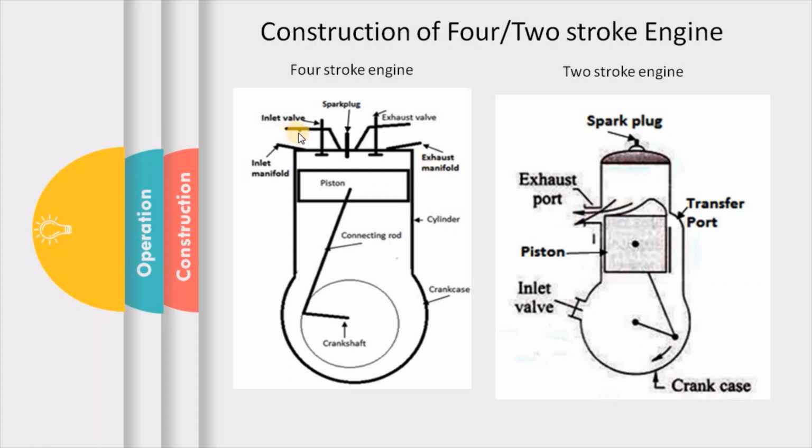So in a four-stroke engine, the suction happens through the inlet manifold and across the inlet valve, and exhaust happens across the exhaust valve and through the exhaust manifold. While here the suction happens through the transfer port and exhaust happens through the exhaust port, while we have a different inlet valve for the inlet. So inlet happens across the inlet valve into the crankcase. That is the constructional difference between a four-stroke and a two-stroke engine.